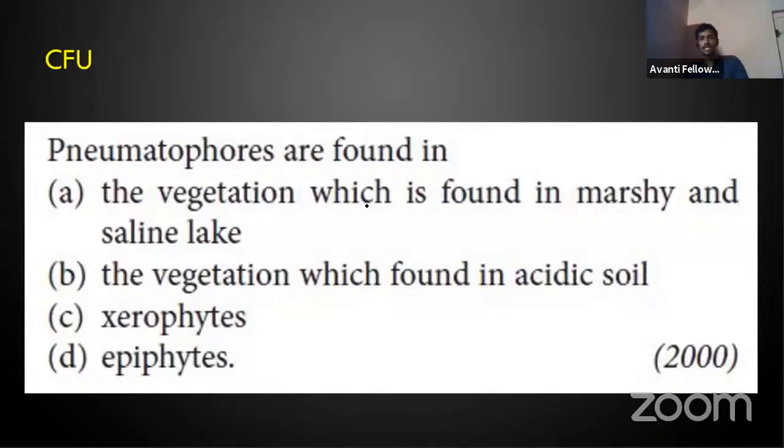So the question came: nematophores are found in which of the options? A, the vegetation found in marshy and saline lake; B, the vegetation found in acidic soil; C, xerophyte; D, epiphyte. Xerophyte, for those who don't know, is a plant that grows in a less water area, where water scarcity is there. Okay, I'm launching the poll.